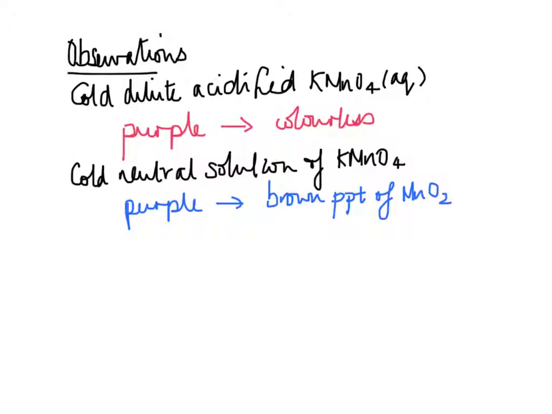If you vary the conditions to a neutral solution of potassium permanganate, that purple colour is lost but replaced by a brown precipitate of manganese 4 oxide, MnO2. So you do have to be careful about the conditions that you do your reactions in. As we've done before, will you now try to write the structural formula of the product of the reaction of propene being shaken with cold dilute acidified potassium manganate 7 solution.